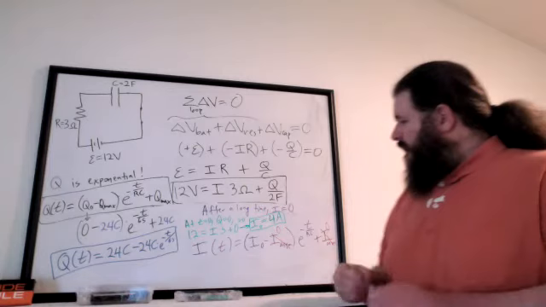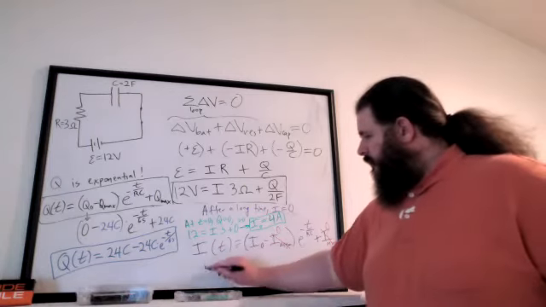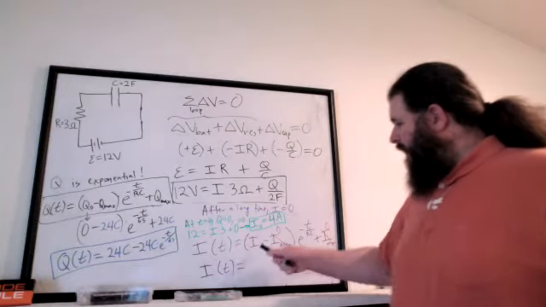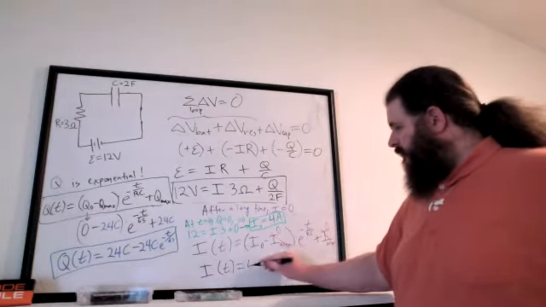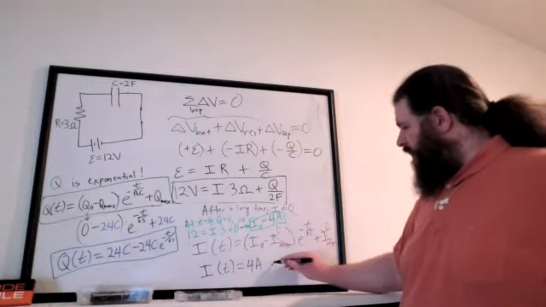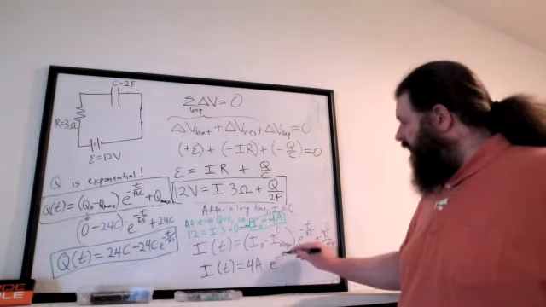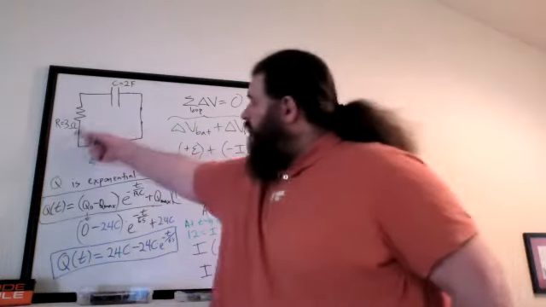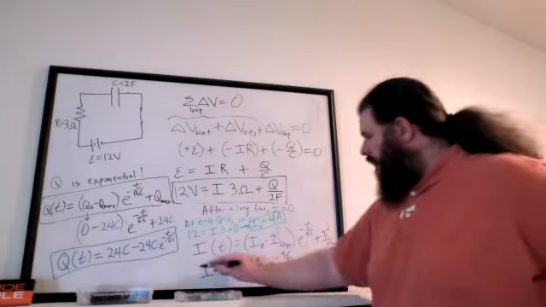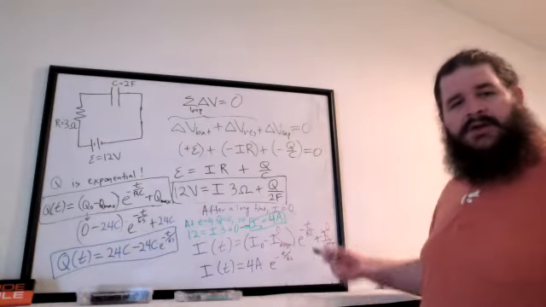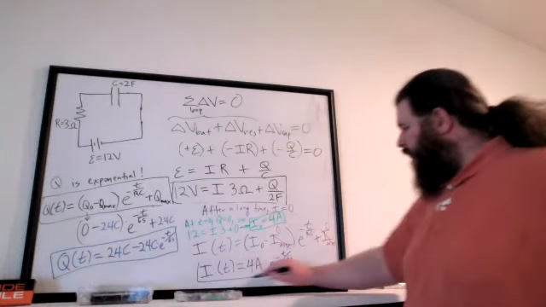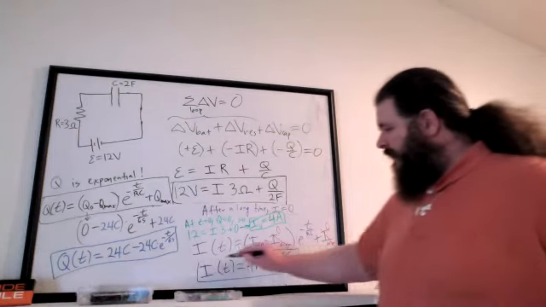So let's fill that in. For the current, we get current at any time equals I naught, which we found to be 4 amps, times e to the negative t over RC. And we know RC is 6 seconds from multiplying resistance times capacitance. And then plus I asymptote, but we know the asymptote it's approaching is 0. So there's our formula for current at any time.